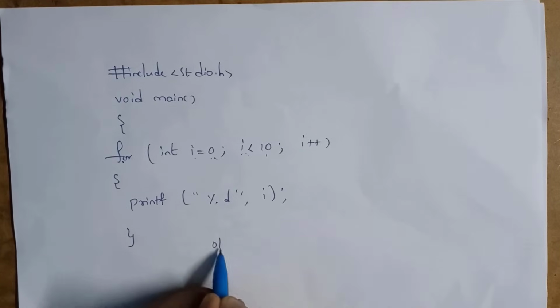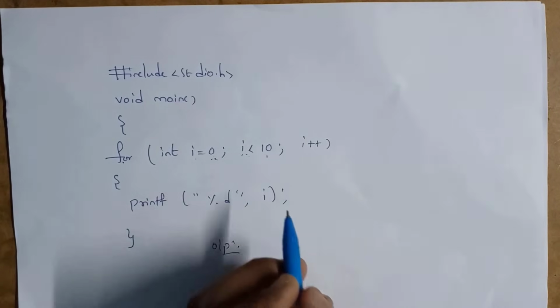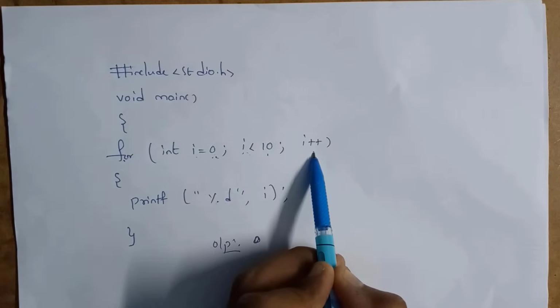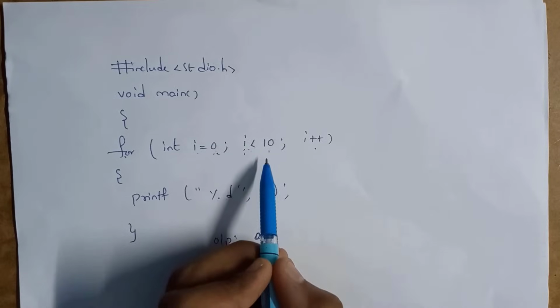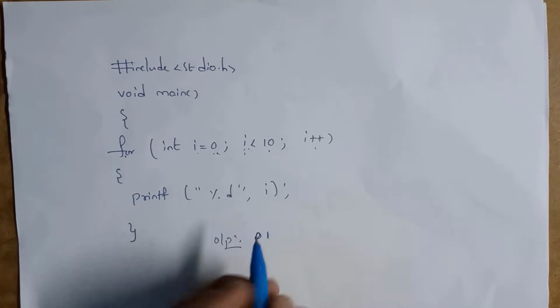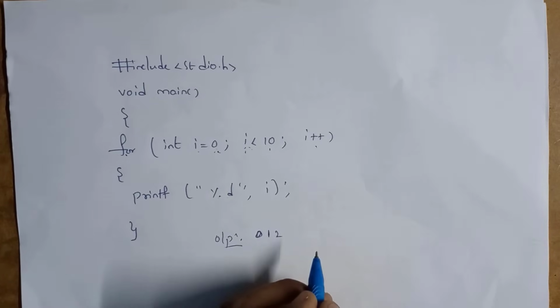By writing this program, at first it will take value 0. 0 is less than 10. Condition is satisfied, so it will print 0. Here I wrote i plus plus, so again it will increment the value, that is 1. 1 is less than 10. Condition is satisfied, so it will print 1. Again it will increment the value. Now it will take 2. 2 is less than 10. Condition is satisfied. So again it will take 3. 3 is less than 10. Condition is satisfied, so it will print 3.